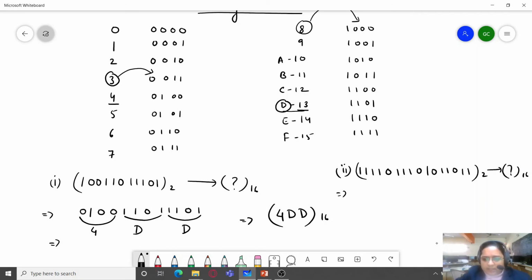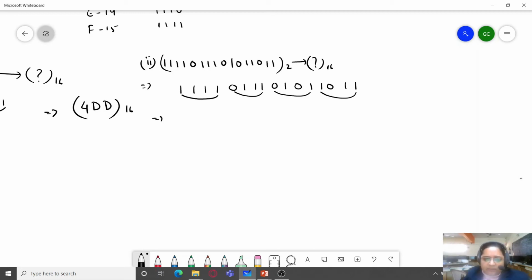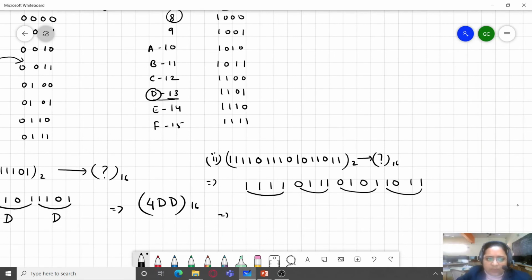So again we will write these digits. Now again we start making quads of 4 bits, and here we can see that exactly 4 different groups are made without having the need to add any leading zeros. So now we will quickly write their hexadecimal equivalents.